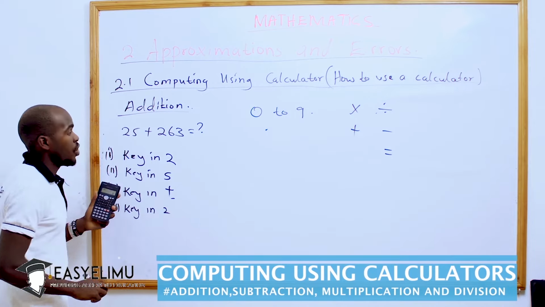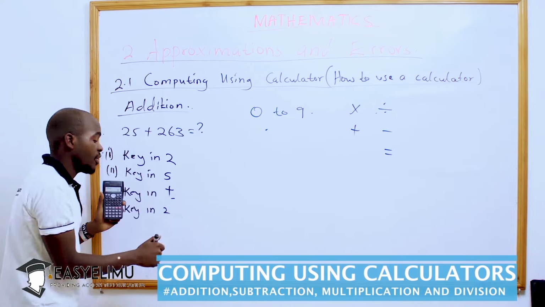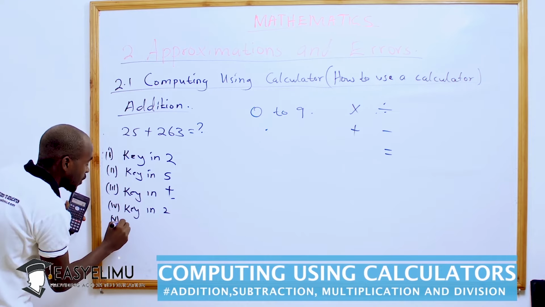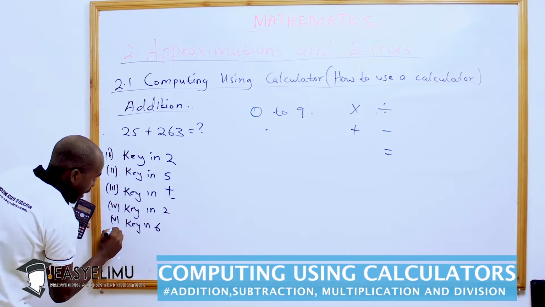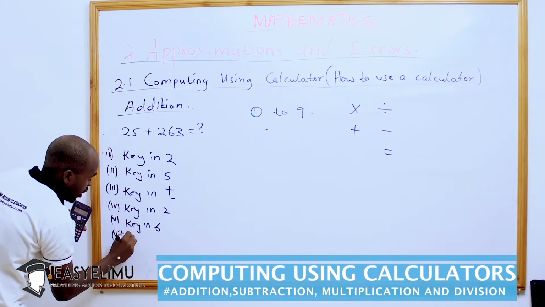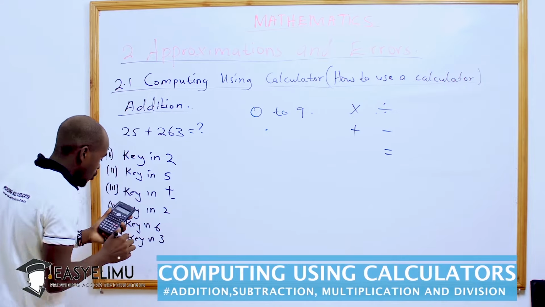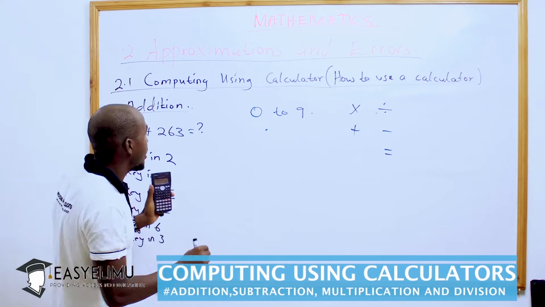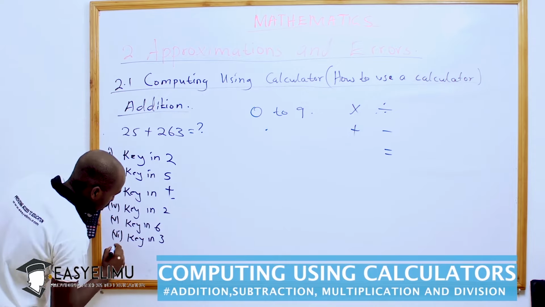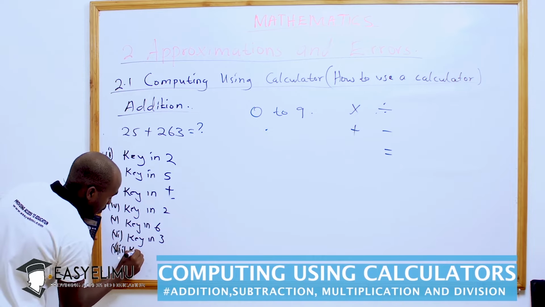Then step 4, you key in 2, and you will find it continues to write that way, and the process continues. You key in 6, and step 6, you key in 3. You will find it writes 263, and then the final thing, you key in the equal sign. That is step 7.